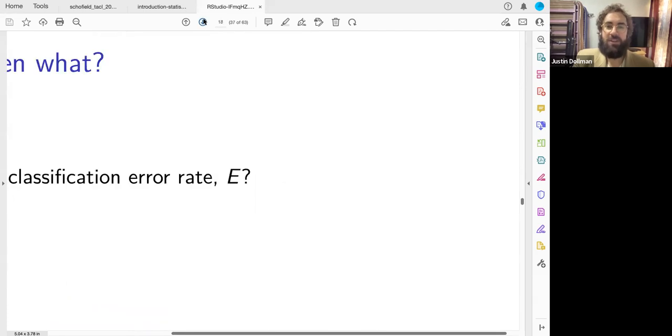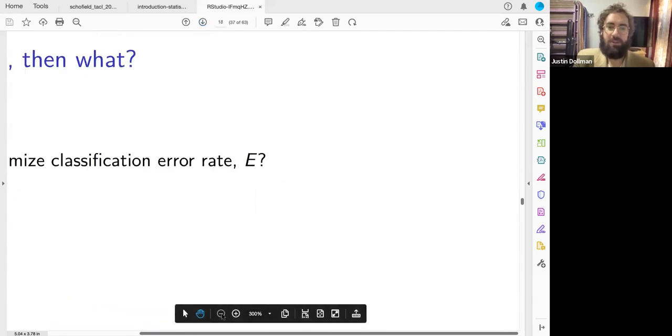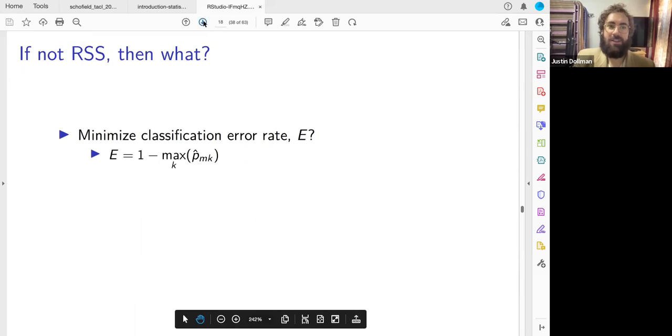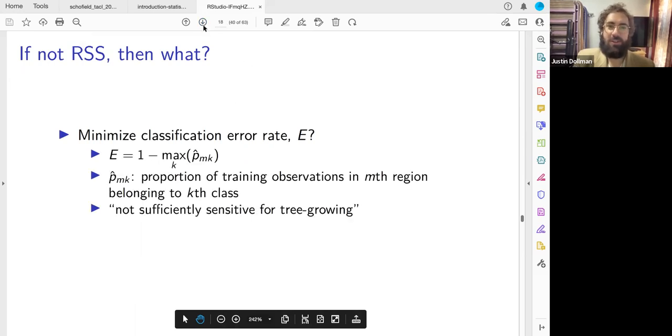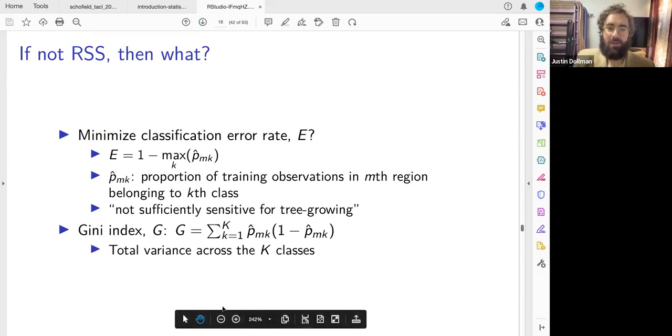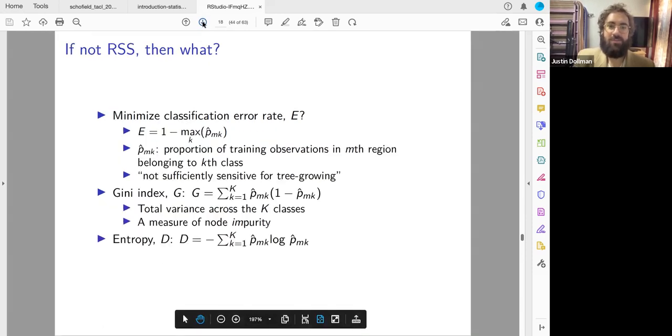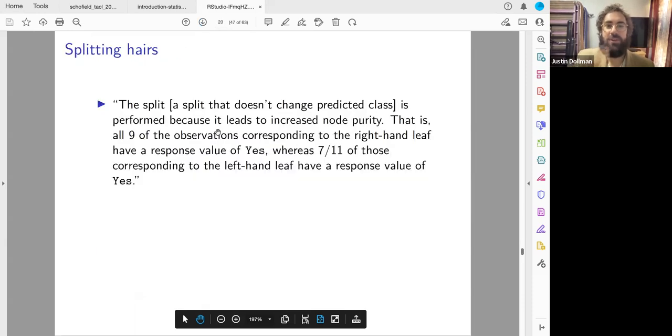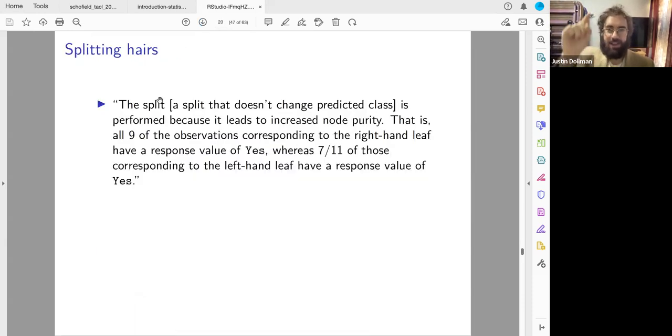This is actually going to address something that I left kind of vague earlier, and I felt guilty about it when I said "not sufficiently sensitive for tree growing." So I'm going to cleanse my conscience. Here's why that type of thing would happen. Here's the example they have in the book, and it's actually from that specific resting ECG. They say the split doesn't change the predicted class, but it's performed because it leads to increased node purity, right? Because we're using the Gini or entropy as a way of determining splits.